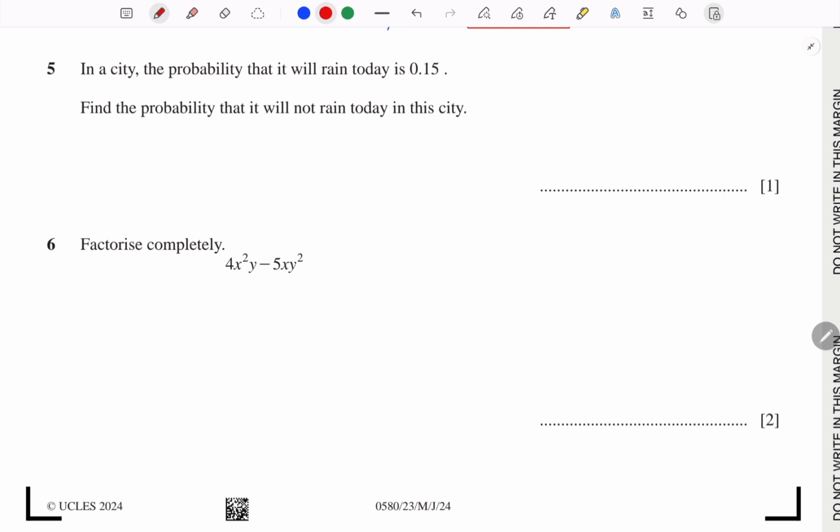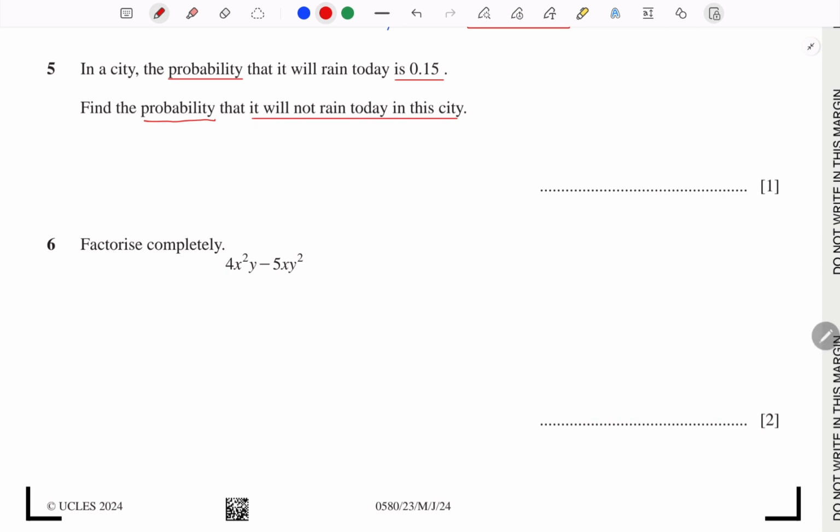Let's solve the next question. In a city, the probability that it will rain today is 0.15. Find the probability that it will not rain today in this city. So the probability of rain is given, and we need to find the probability that it will not rain today in the city.